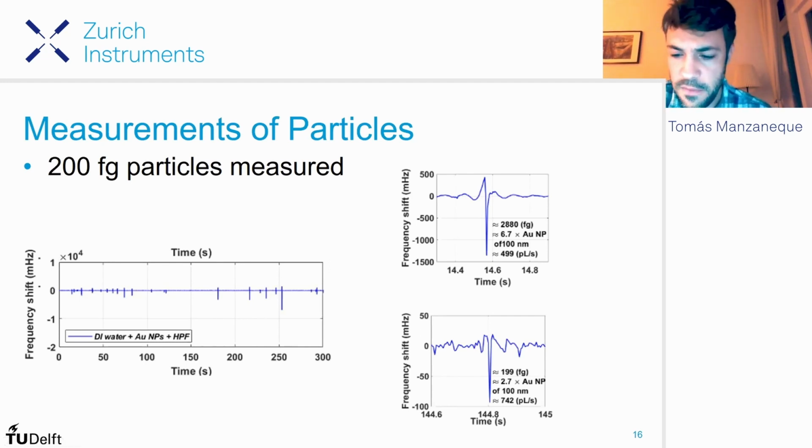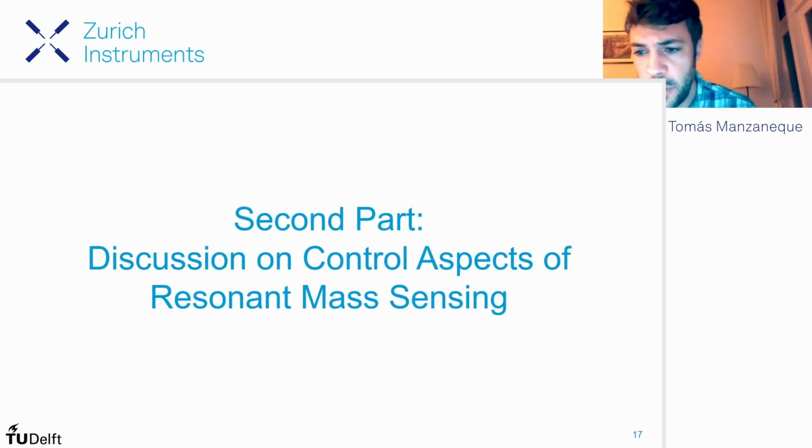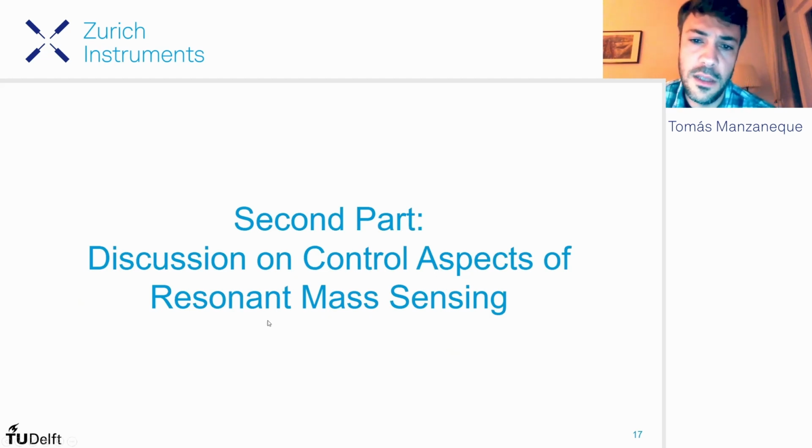So this concludes the first part of the talk, in which I talked about the fundamentals of the limits of resonators and the results that we obtained with our microfluidic devices. And then I would like to switch the topic a little bit, still in resonant mass sensors, but I would like to discuss control aspects, and specifically the difference between measuring in open loop and closed loop, especially in terms of resolution.